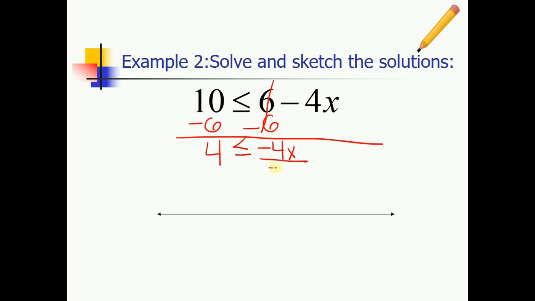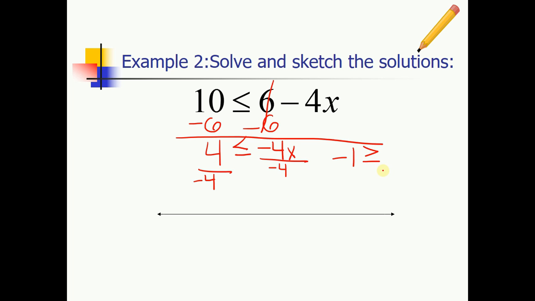Looks like we need to divide now by negative 4. Now, there should be a little red light in the back of your head saying, warning, warning, warning, because you just divided by a negative, right? And if you divide or multiply by a negative in an inequality, flip the sign. So now I have 4 divided by negative 4, negative 1, flip the sign. Now it's not a less than, it is a greater than symbol.